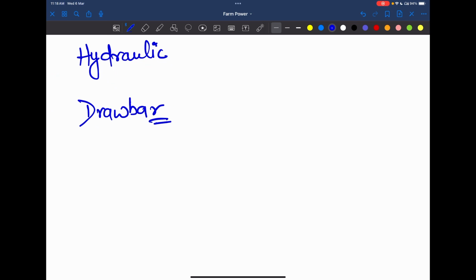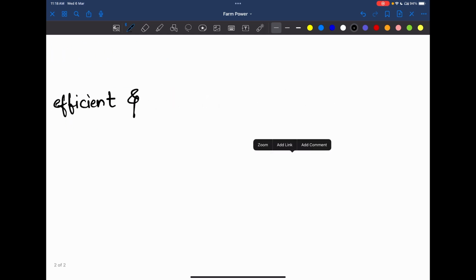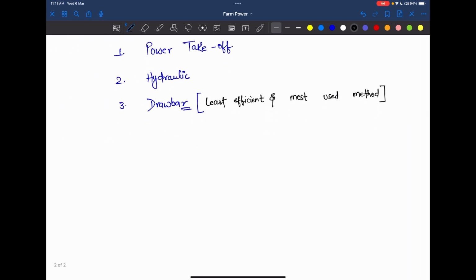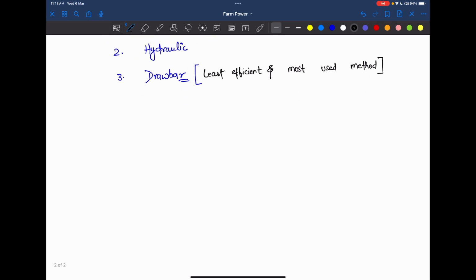And of these, the least efficient and the most used method is the drawbar. So of all the three, drawbar is the least efficient and still the most used method.